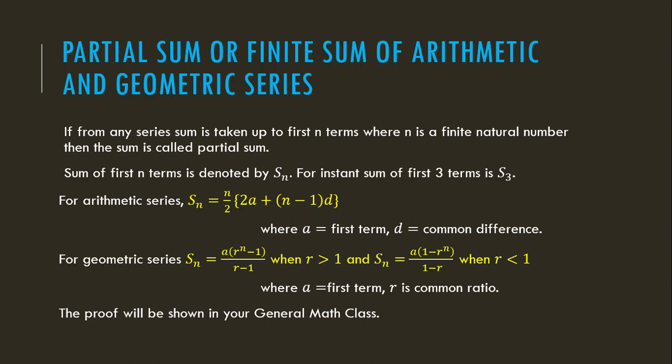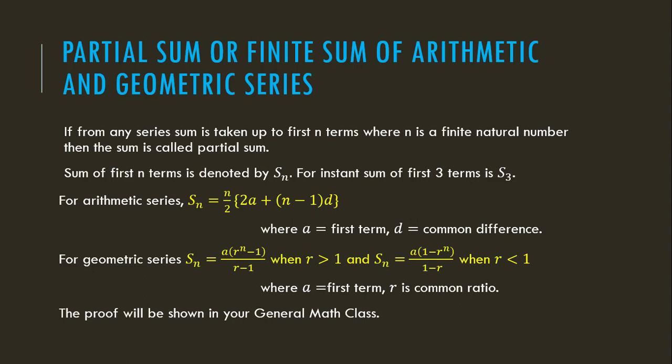So for an arithmetic series, we have a formula that the sum of the first n terms, Sn, equals n by 2 into twice a plus (n minus 1) into d, where a is the first term and d is the common difference. We have to memorize this formula to solve mathematical problems.